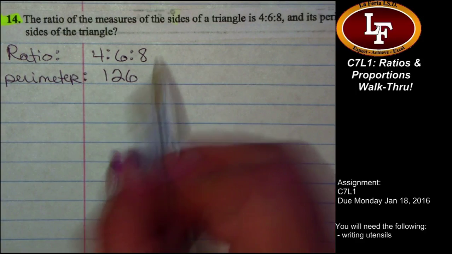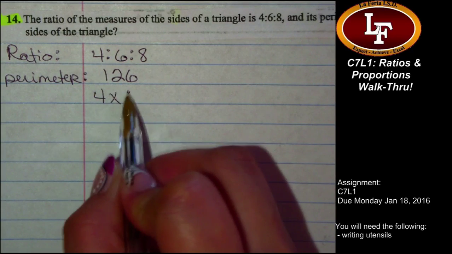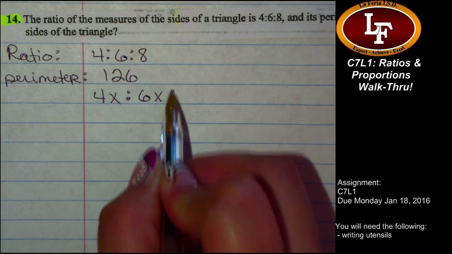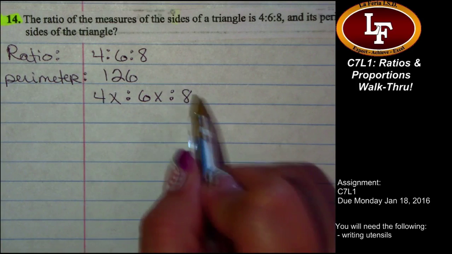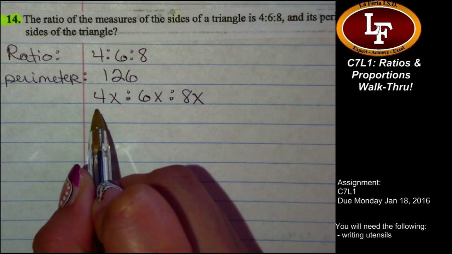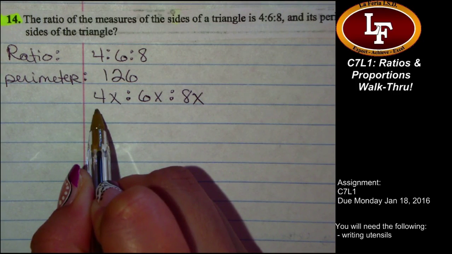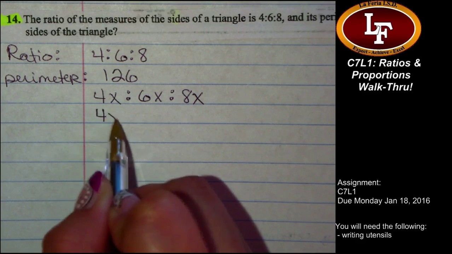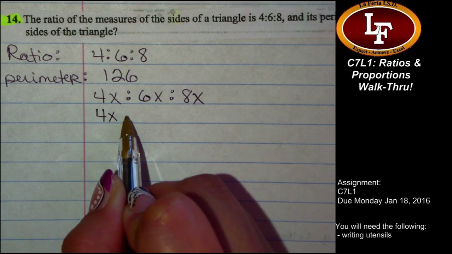Starting with the ratio, we're going to tuck in that variable, that little placeholder. And then you do the same thing with the other numbers and the X, but only with 4, 6, and 8. Right. What's the operation we're going to use between the two of them? You're going to add them?